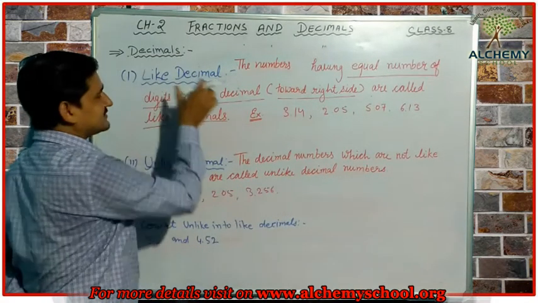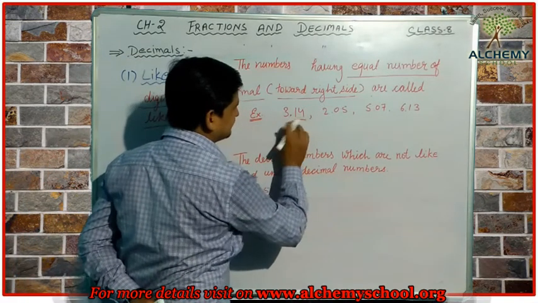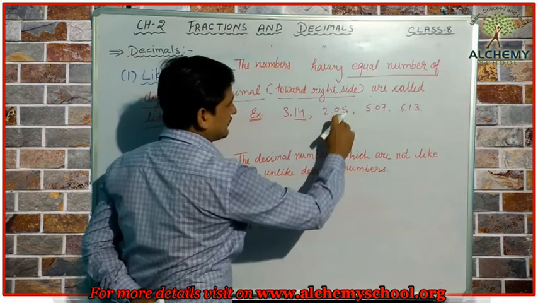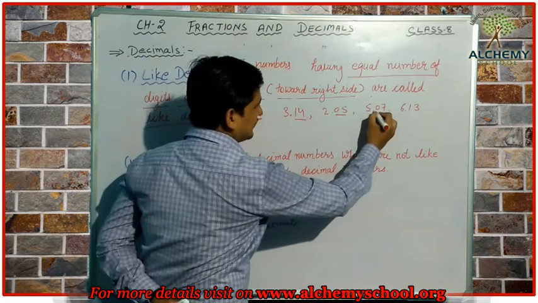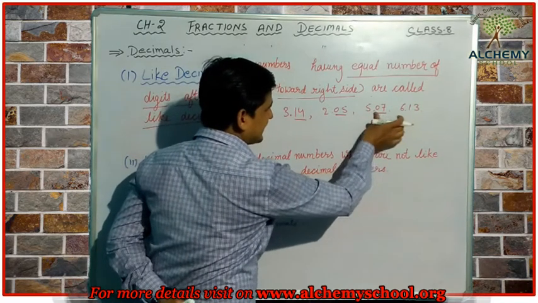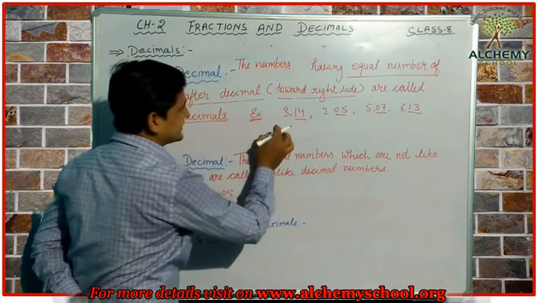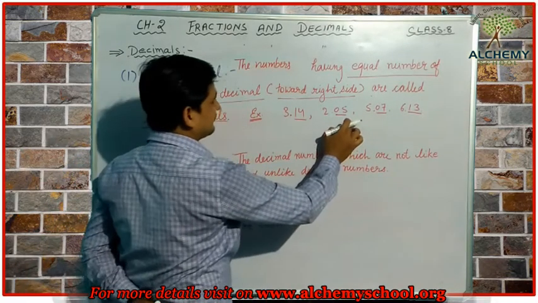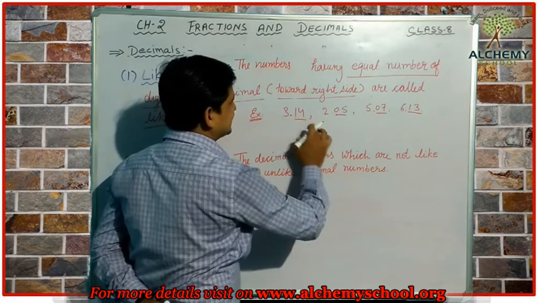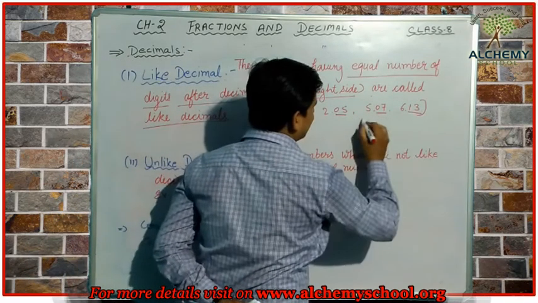Like decimals are the numbers which have an equal number of digits after the decimal point. Here the number of digits is 2, here also the number of digits is 2, in this number the number of digits after the decimal point is also 2, and the same here, the number of digits after the decimal point is 2. So when we observe these given numbers, we find that these numbers have an equal number of digits after the decimal point. So these numbers are called like decimals.